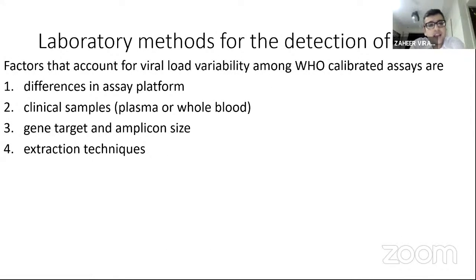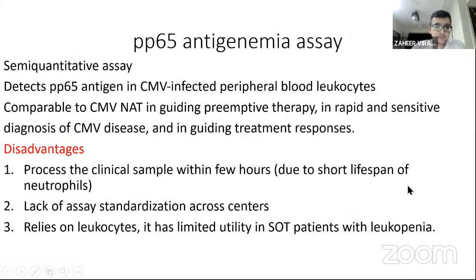So why do CMV assays vary from lab to lab? There are differences in the assay platform, the clinical sample which is used, which is the plasma or the whole blood, the gene target and the amplicon size, and the extraction techniques. So whichever lab one is using for the CMV DNA, one has to make sure that you use the same lab, you use the same sample, and it is standardized to your transplant center.